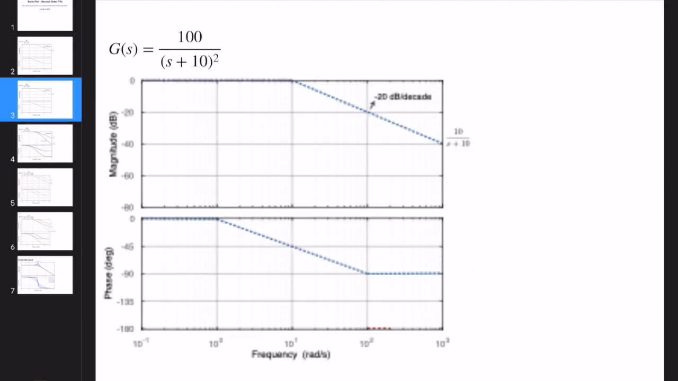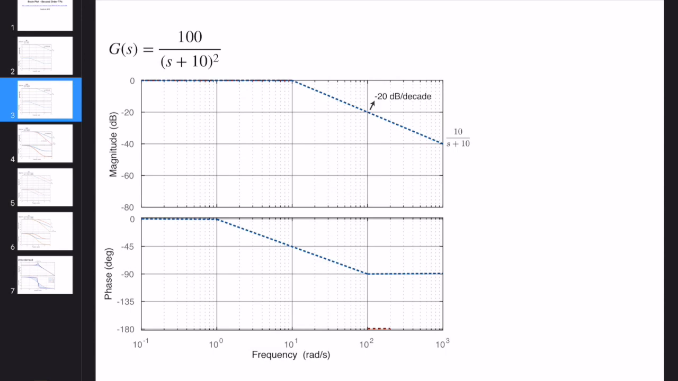Okay, this is a second order system and it's a specific second order system. We know that it has a repeated root, so zeta is equal to 1, which means that it's a critically damped system.